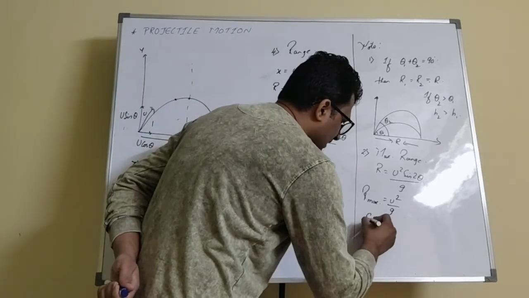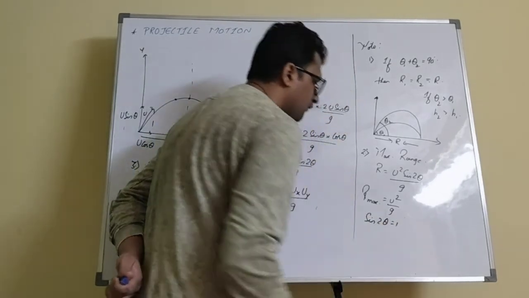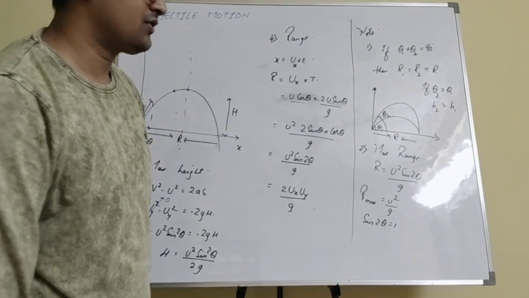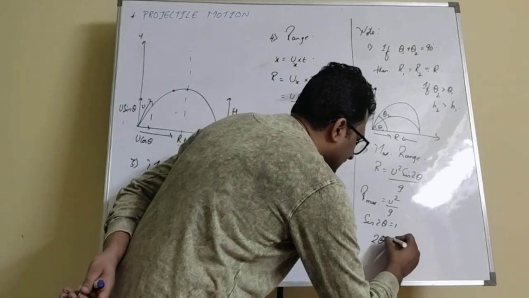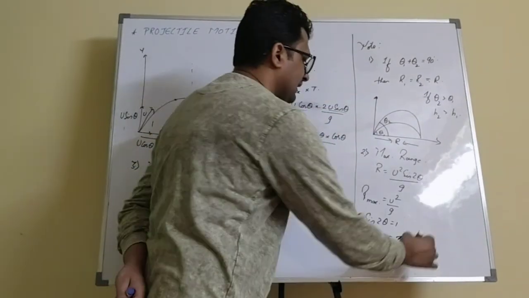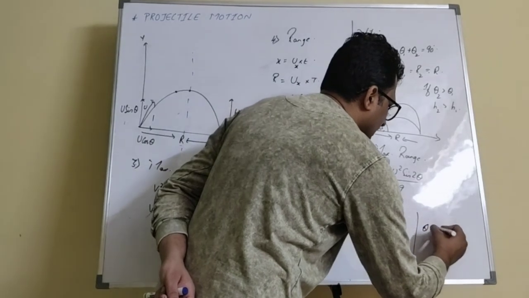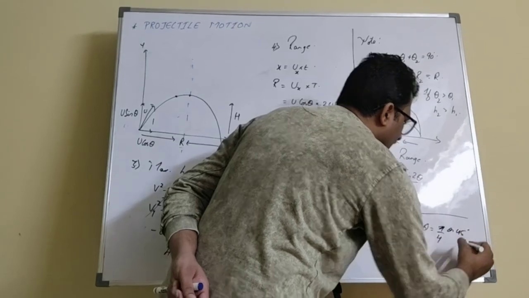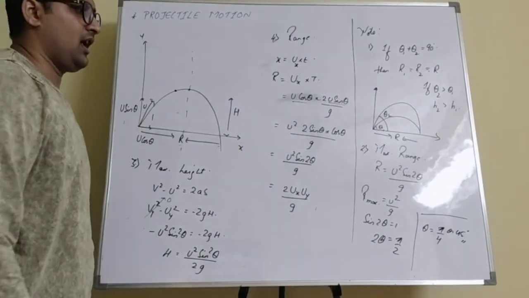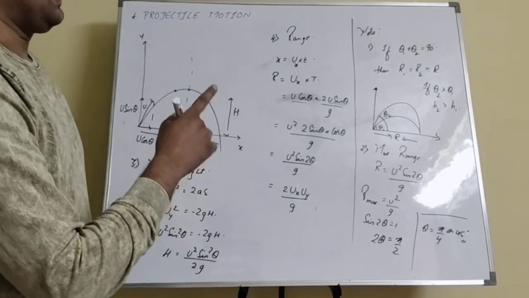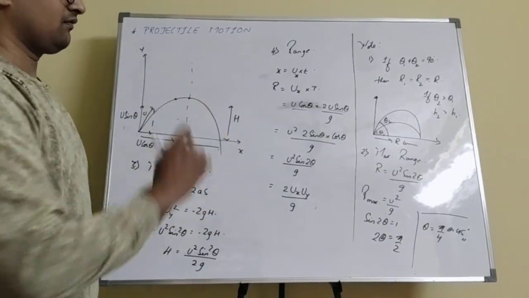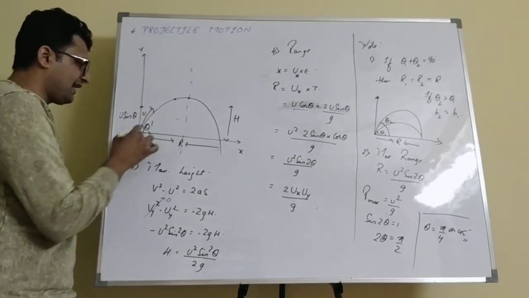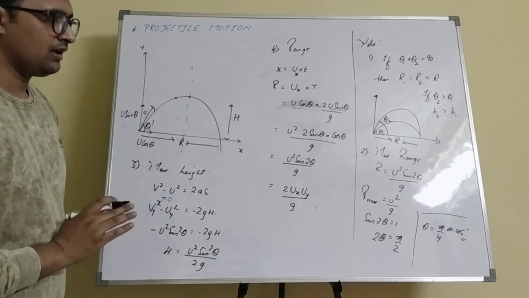Then it means that sine 2 theta equals 1. If sine 2 theta equals 1, it means that 2 theta is pi by 2, or 90 degree. From here we can say that theta will be pi by 4, or 45 degree. Very, very important thing. So if you want to maximize your range at a given speed, then the angle made by your projectile with x-axis must be 45 degree. Are you getting it?